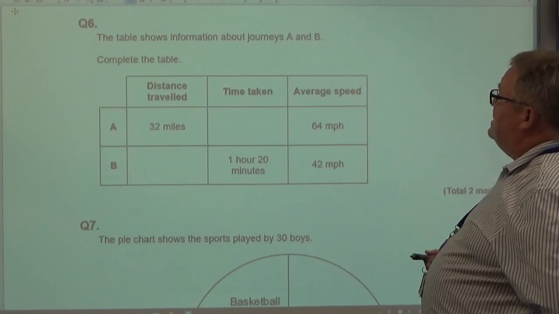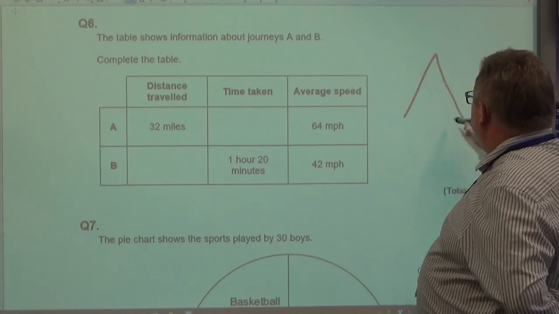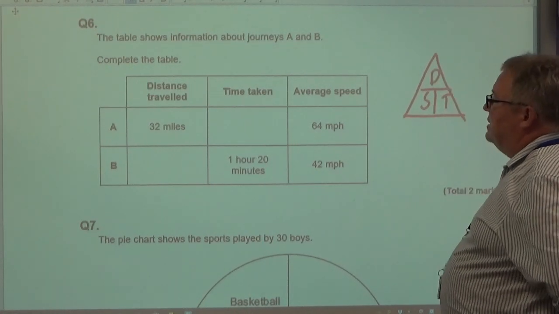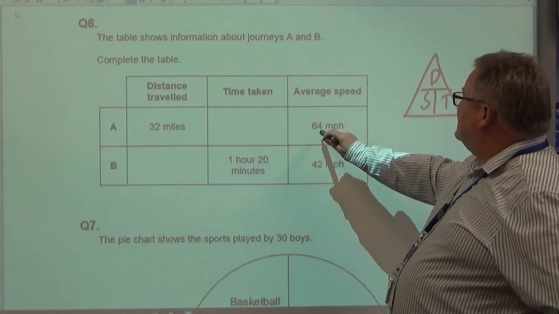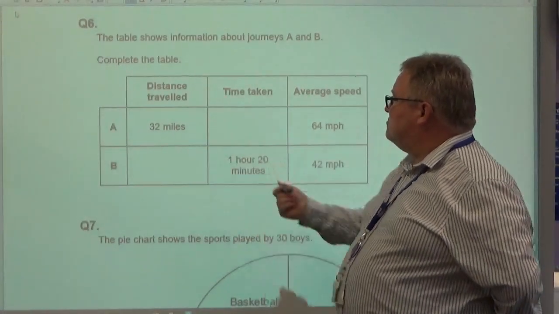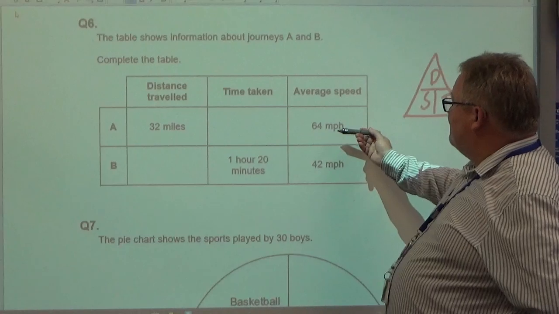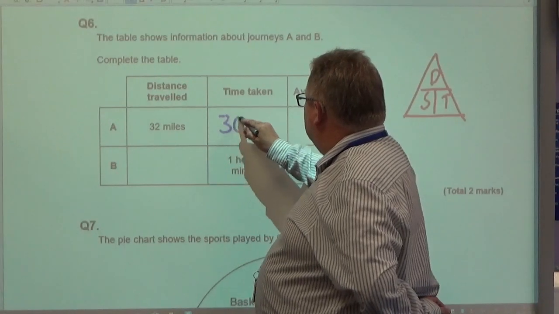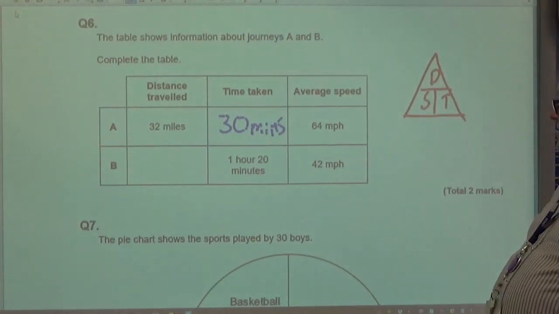Right, okay, so this is a speed, distance, time, so a compound measures thing. You'd probably be able to look at this and think to yourself, well, if the average speed is 64 miles per hour, and somebody travels 32 miles, that's actually going to be half of what they would have travelled in an hour. So that's going to be 30 minutes or half an hour. So that's okay.